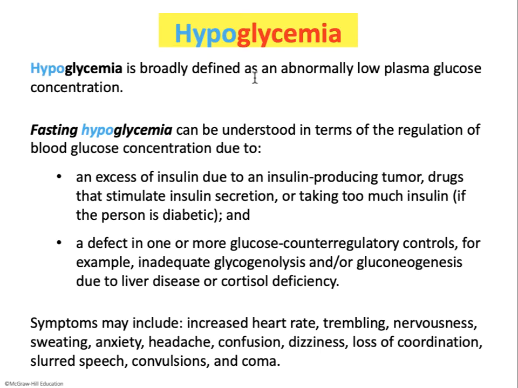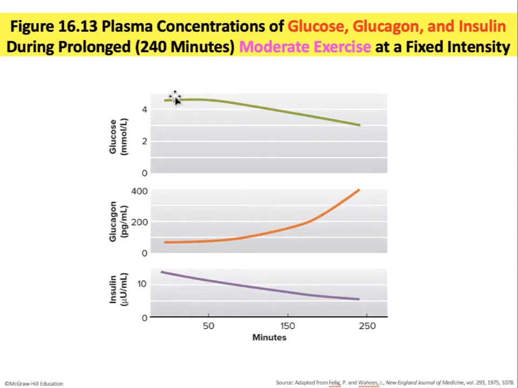Hypoglycemia can lead to unconsciousness and death. During fasting, hypoglycemia sets in slowly, but can be exaggerated by insulin-producing tumors, drugs that stimulate insulin secretion, or injecting oneself with too much insulin if you are diabetic, or any of the other types of substances that counter the effects of insulin and glucose. Figure 16.13 shows the relationship between glucose, glucagon, and insulin in somebody who's running a marathon, probably, that lasts about 3 to 4 hours.